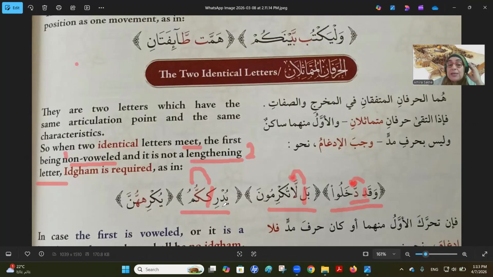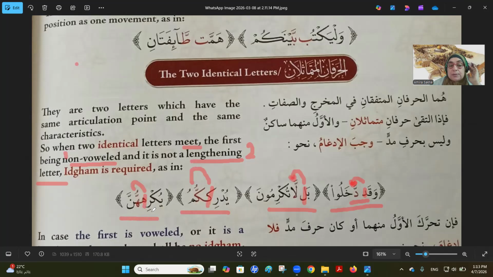So here is going to be yudrikum. Only give the sound to the first kaf. It's shadid, strong, but still have time. Yudrikum. Here, I have two kaf. The first one has sukoon, the second one, dhamma. So the first one is going to be fully merged into the second. That's why the second is receiving shadda.